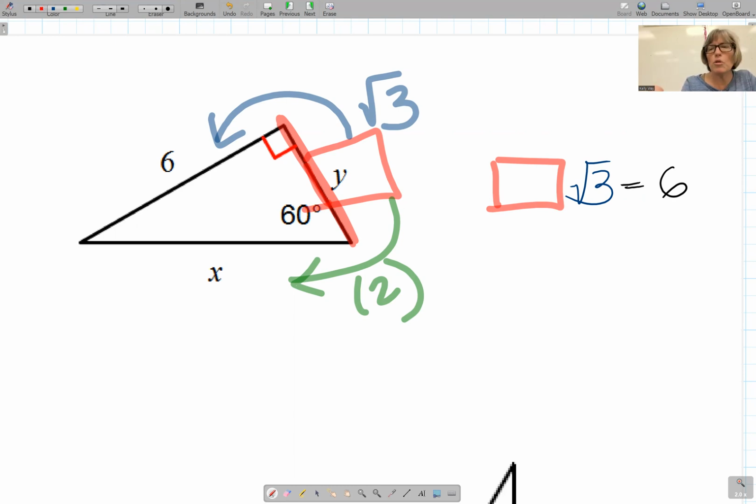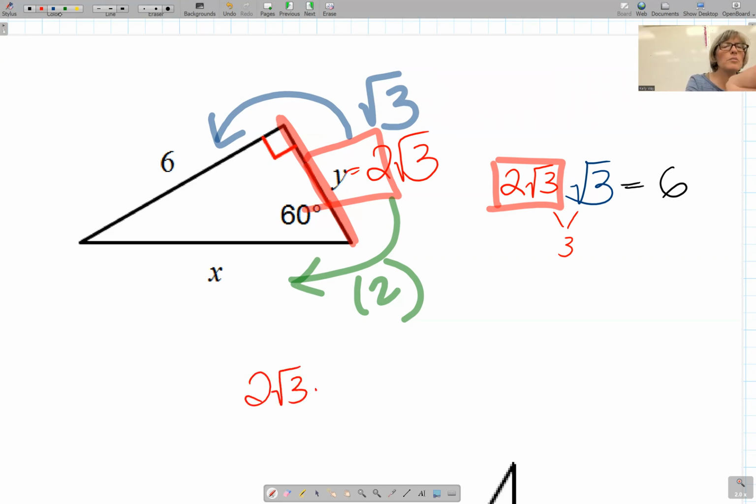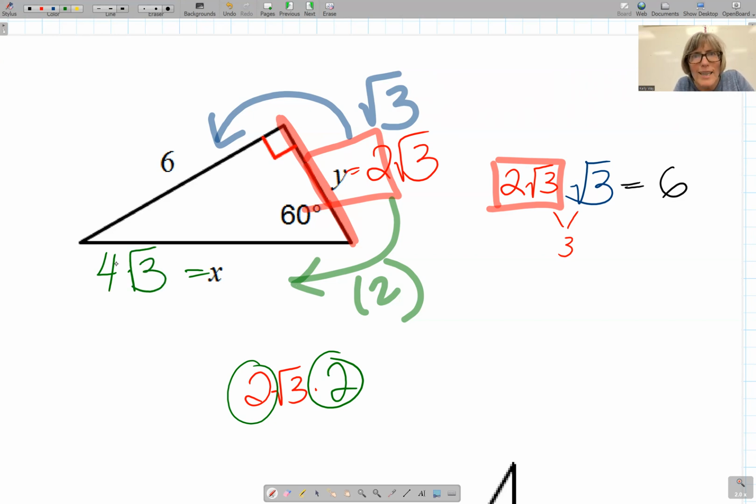Well, you know you need a root 3 there, because that gets you 3. What times 3 is 6? Well, 2. So this y here is going to be 2 root 3. 2 root 3 times 2, only the outies talk to each other, so x is 4 root 3. Look how easy this is. Again, it's only 30, 60, 90.